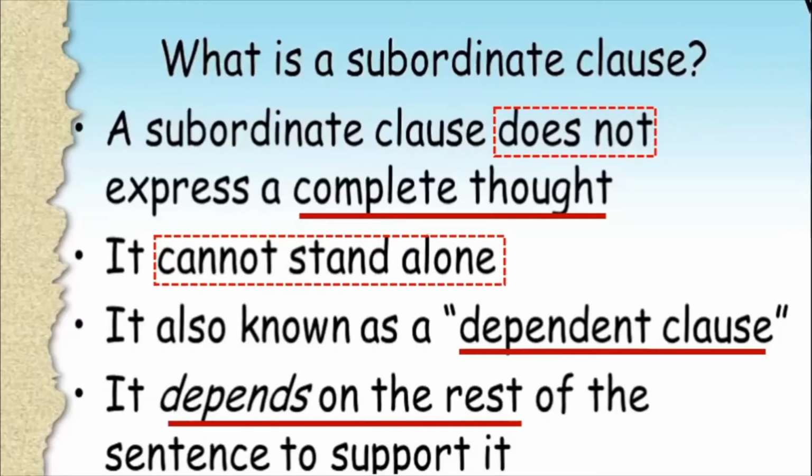So a subordinate clause does not express a complete thought, it cannot stand alone, and it is also known as the dependent clause, and it depends on the rest of the sentence to support it. Okay, so these are the points related to a subordinate clause.